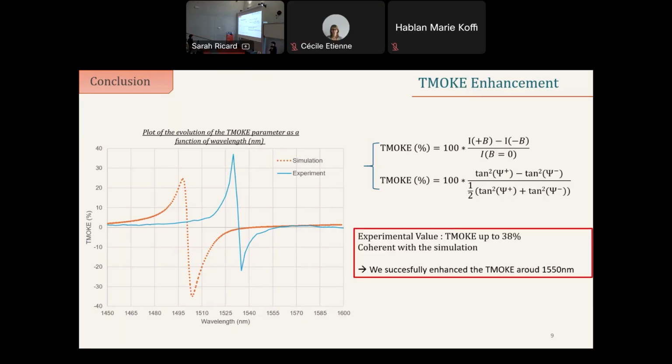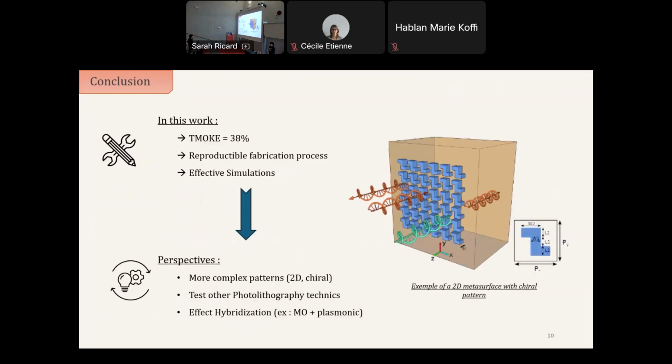That's a huge effect because, as I said in the beginning, magneto-optic effects are quite low naturally. For example, TMOC without resonance can be around 1% and even less than 1%. So it's really impressive to have a high TMOC effect here. So the experimental value is consistent with the simulation, and we successfully enhance the TMOC effect in this area of interest. So that concludes my work in this project.